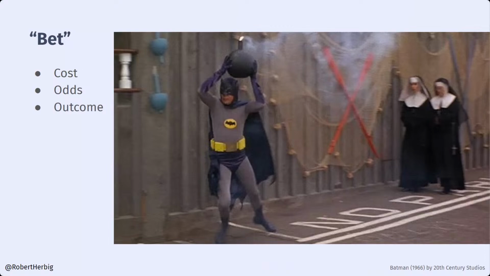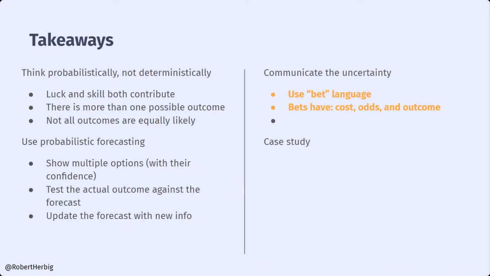We don't know. Now, admittedly, since it's Adam West's Batman, who is deterministically the best Batman, the odds are 100% that he will succeed and dispose of the bomb. But, exceptional cases aside, there must be some set of outcomes that we think about and some singular outcome that actually happens. So use bet language and keep in mind that bets have a cost, odds, and outcome.